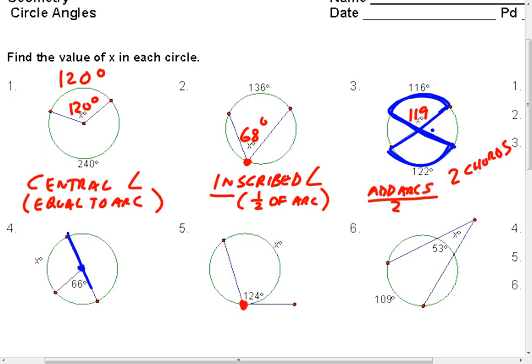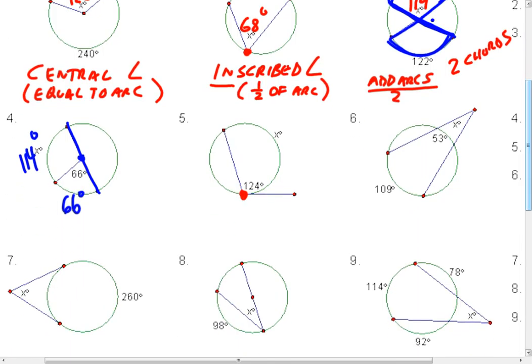Which means that this is the diameter. Which means that it cuts the circle in half. Which means that you've got 180 degrees to deal with for your semicircle. What's left for X? 114. What did you write down underneath? Diameter. All right, you might have written down diameter. That helped you do the problem. What kind of angle were you looking at? That's the central angle. You could have written that down. Just give me something that's a justification.